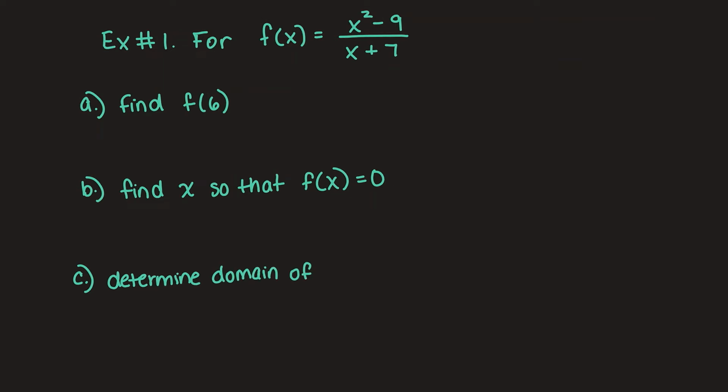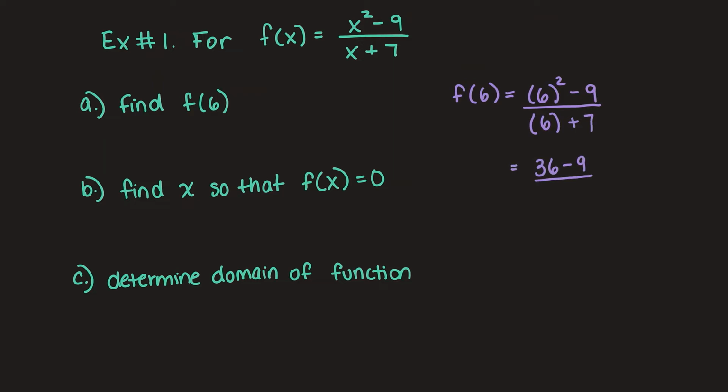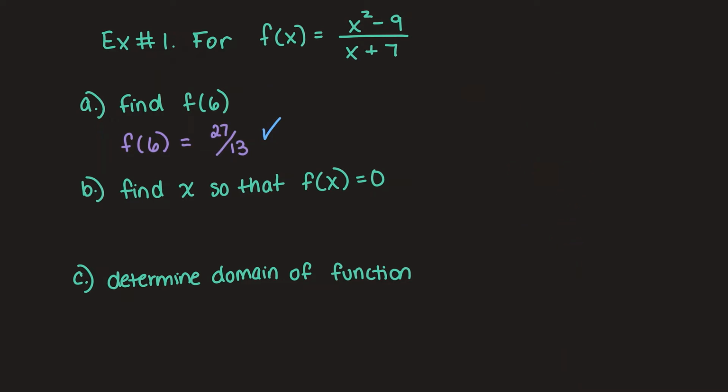So let's try an example. For this function, we want to find f of 6. And to find this, we substitute 6 in for x. Simplifying this, we get 36 minus 9 over 13, which is 27 over 13. Therefore, f of 6 is equal to 27 over 13. For part B, this time we need to find the x value that will make the entire function equal 0.